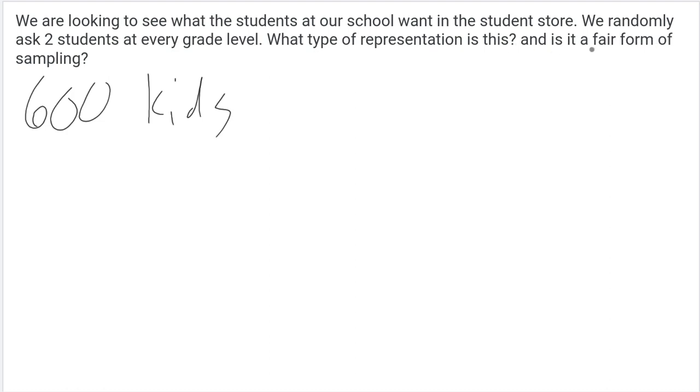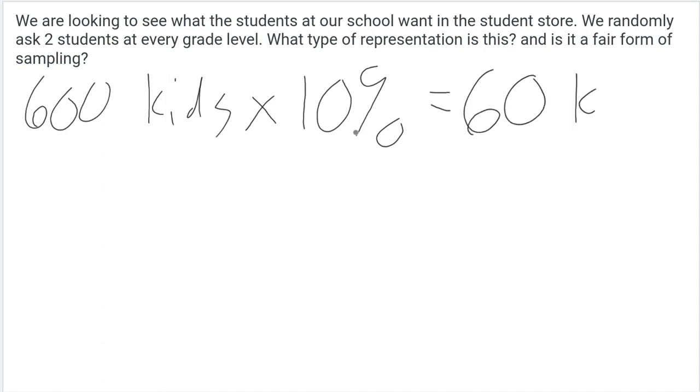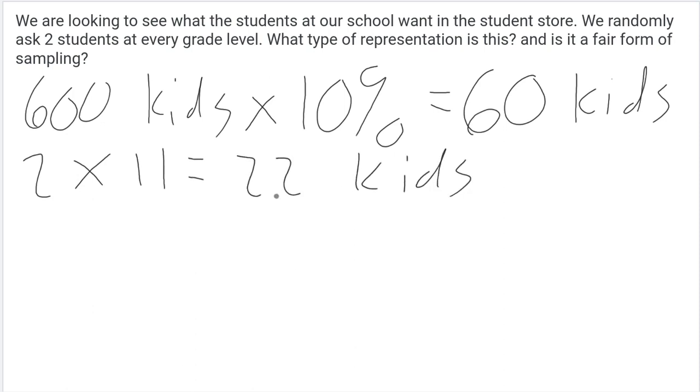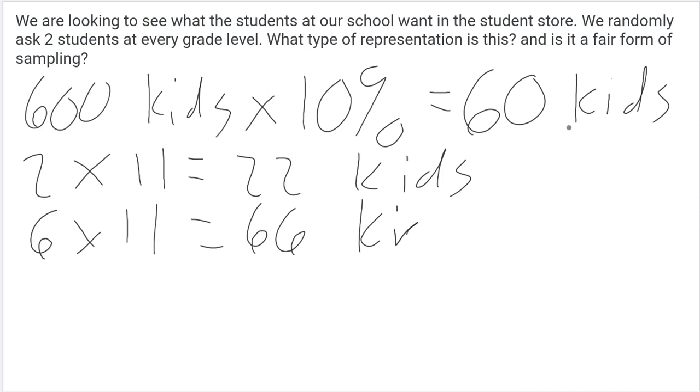And then the next question they're going to ask, is this a fair form of sampling? So fair means that we are going to represent 10% of the school. Always 10%. That's how we know it's fair. So 10% of the school would be 60 kids. So we said 2 for every grade level, and there's 11 grades at our school for 22 kids. So this is not fair. It means we didn't ask enough kids to get a fair representation. If we ask 60 kids, or 6 kids at each grade level, then we would have a better understanding of what the kids want in the student store.